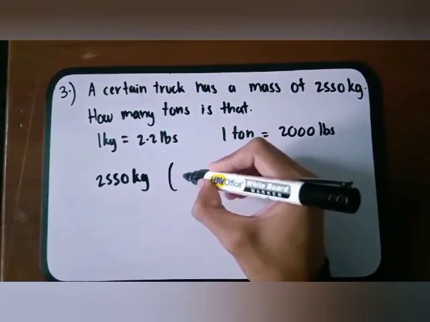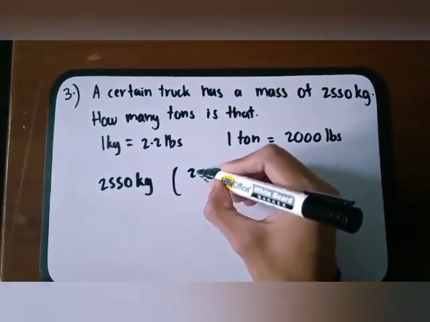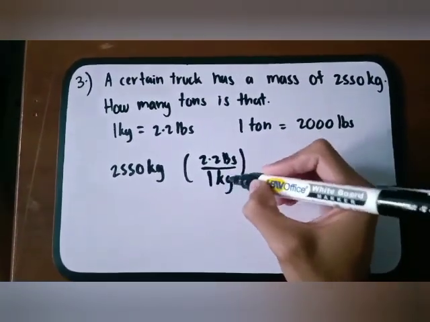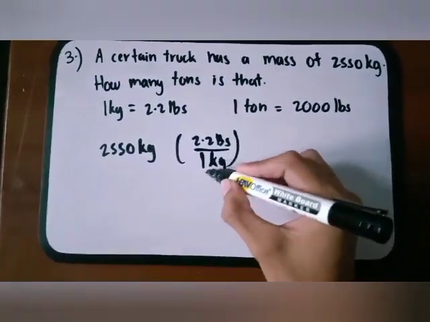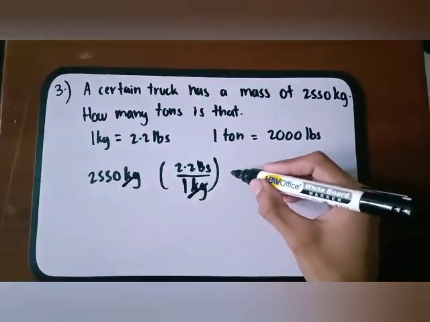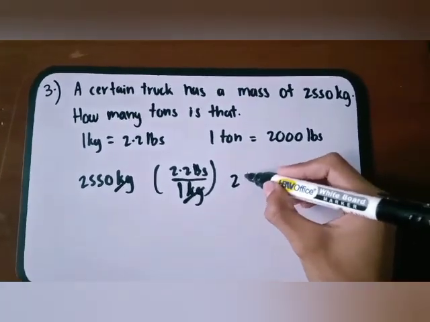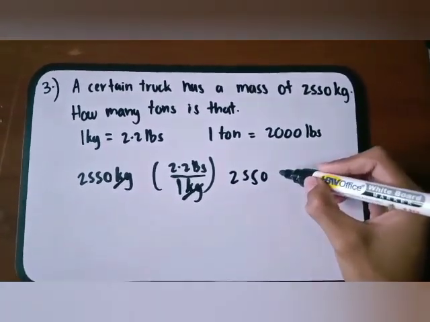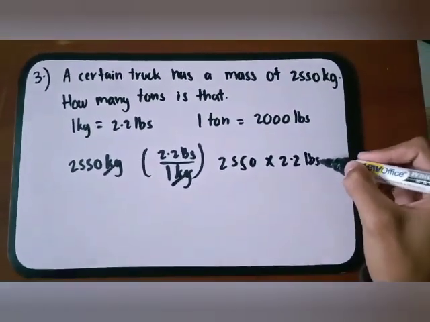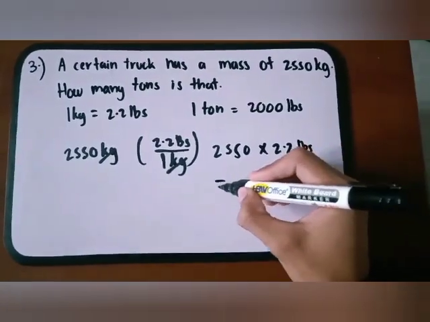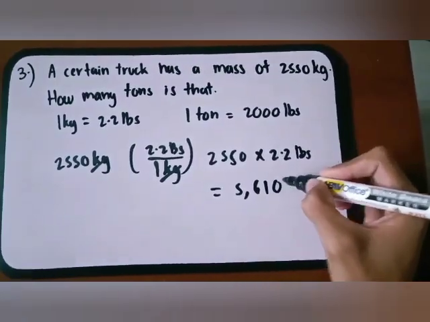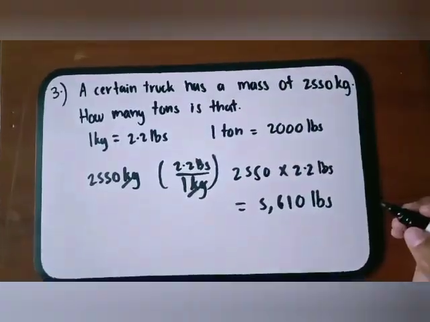So first, 2.2 pounds over 1 kilogram. In this, we cancel kilogram. And then we multiply the remaining numbers, which is 2,550 times 2.2 pounds. And the answer will be 5,610 pounds. So we're not done yet.